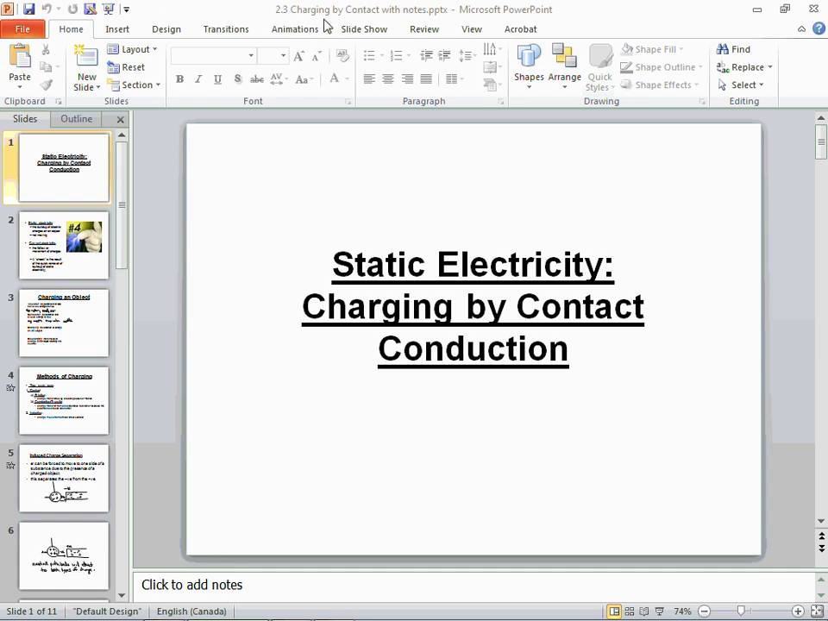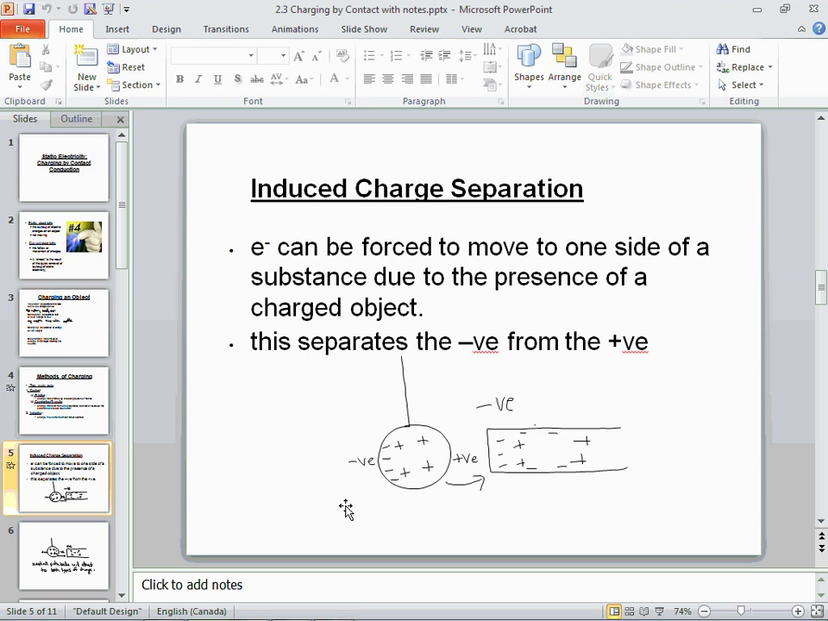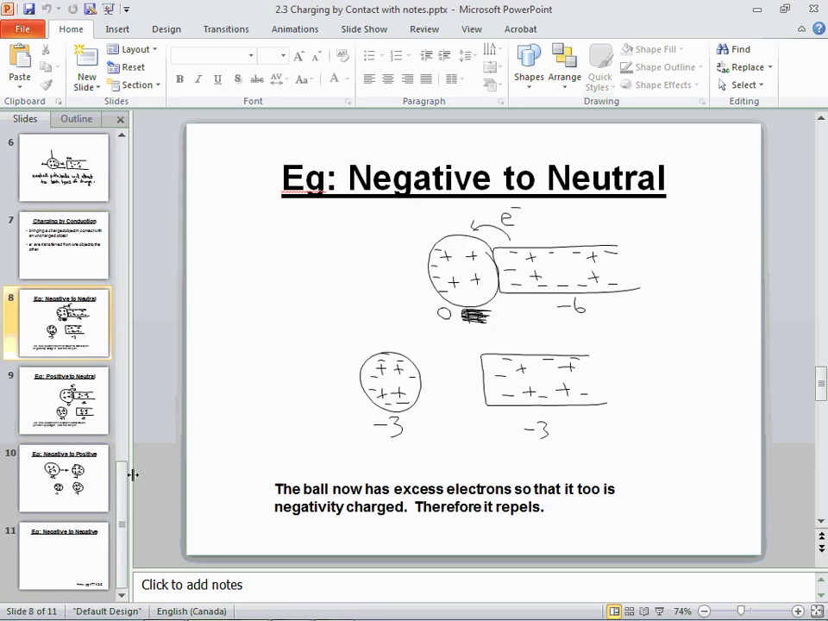You'll notice it'll say charging by contact with notes, which means all of my little annotations and things are in the PowerPoint now. Okay. So remember, charging by contact means that we are going to take a conductive sphere or a conductive object, and touch it to a charged object to force electron transfer, right? And remember, it's the electrons that are moving. So we talked about induced charge separation. I don't want to talk that much about that right now. Let's talk about charging by conduction.